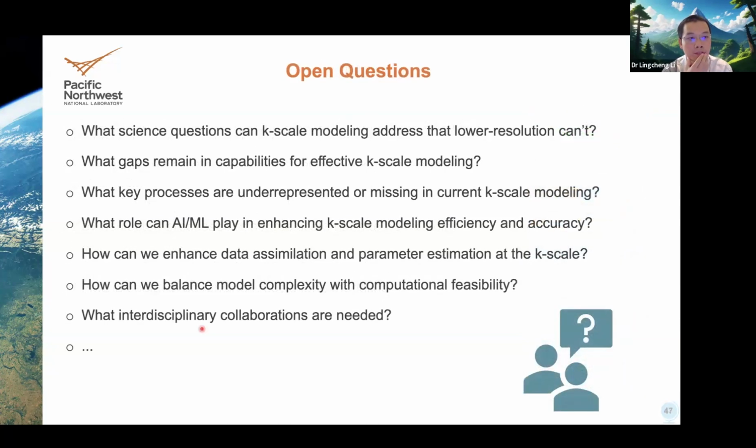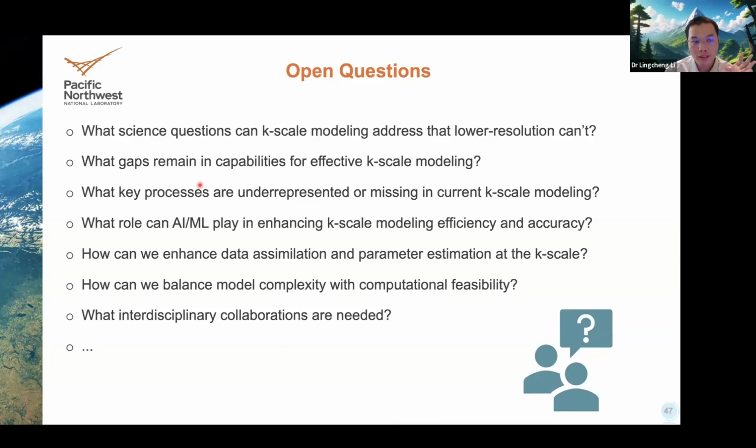So I shared some studies we are doing, and also there are still many open questions that we need to further investigate. And of course, looking forward to discussing these questions with all of you. For example, what science questions can K-scale modeling address, but low resolution cannot? What gaps remain in the capability of K-scale modeling?